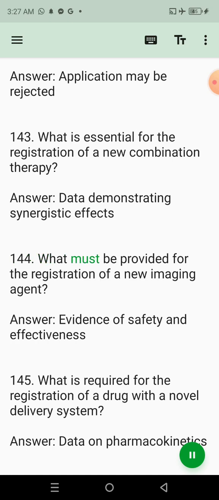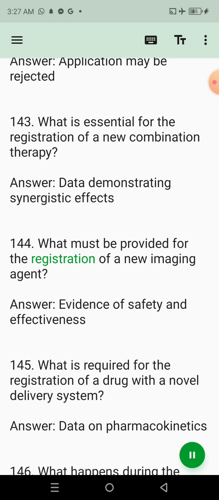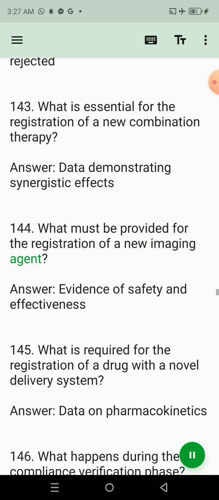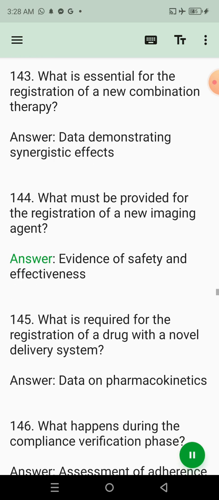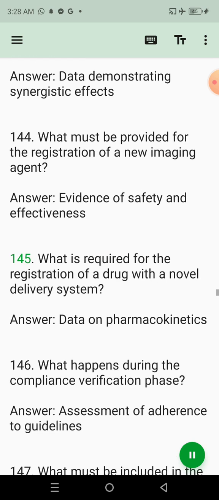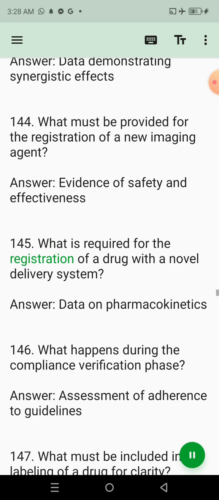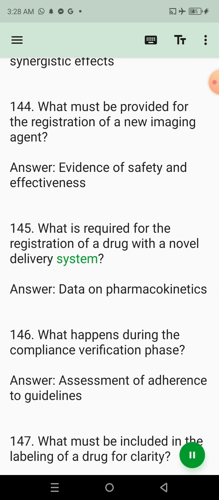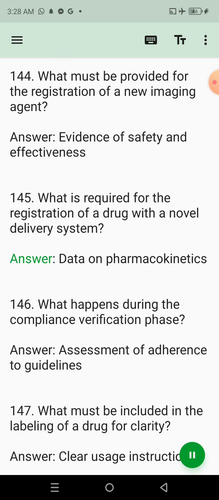144. What must be provided for the registration of a new imaging agent? Answer: evidence of safety and effectiveness. 145. What is required for the registration of a drug with a novel delivery system? Answer: data on pharmacokinetics.